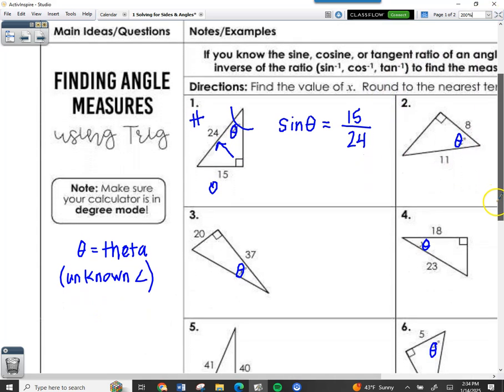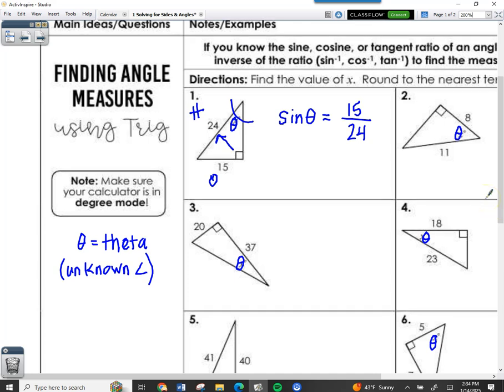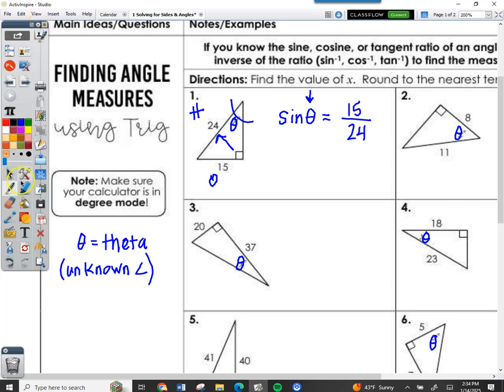So the 2 problems at the bottom of your paper last week, we said these are the 2 scenarios: X is either in the top of the fraction or the bottom of the fraction. Those are how you solve for a missing side. We're solving for this missing angle right here. So this is a totally different scenario, and although you may think it's going to be more complicated, it's actually easier.